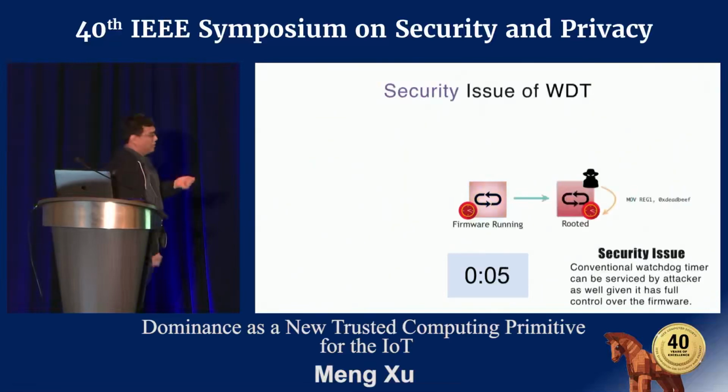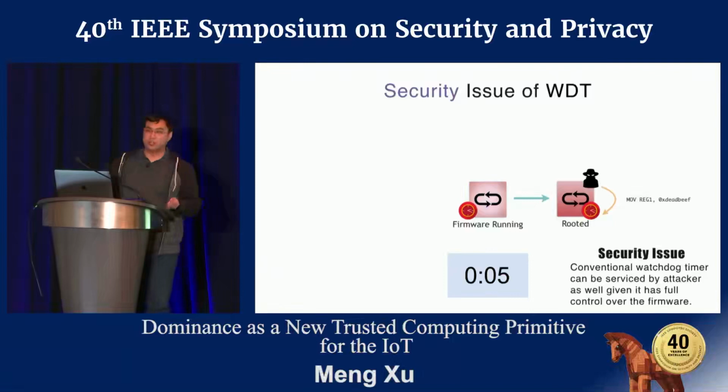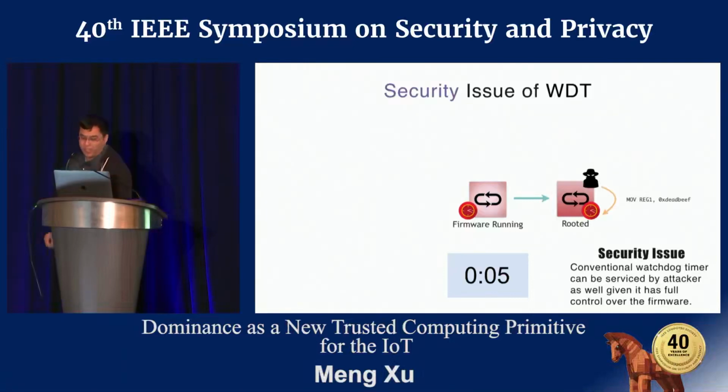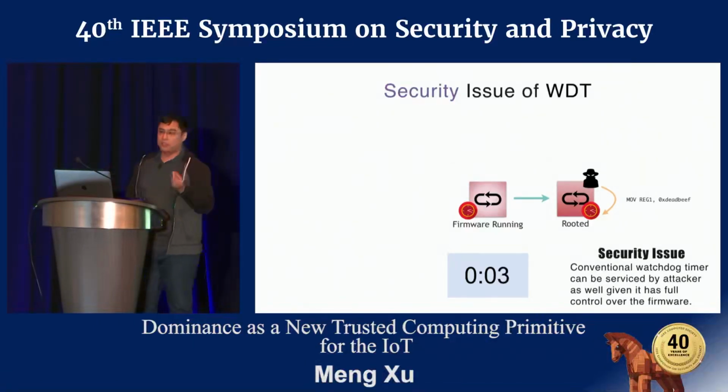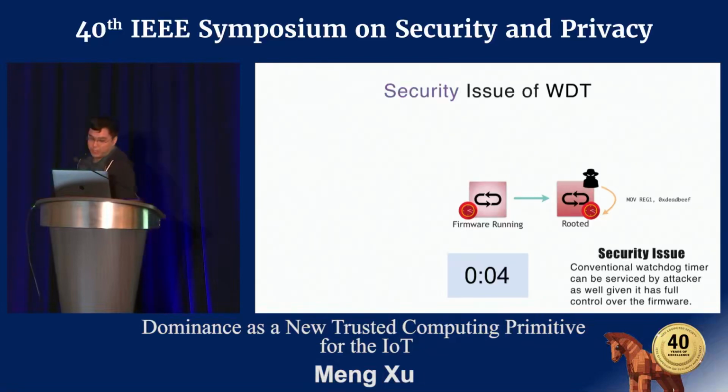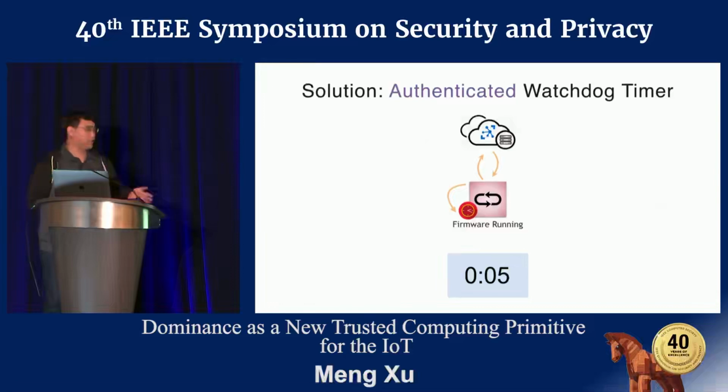But the bad thing is that the attacker can also know this. And once it gets into the firmware, it can simulate how you service the watchdog timer. For example, the attacker can still write the same value to the register or to the memory location. And by doing that, it basically keeps the device alive forever, as long as it can service it. So the solution is to use an authenticated watchdog timer.